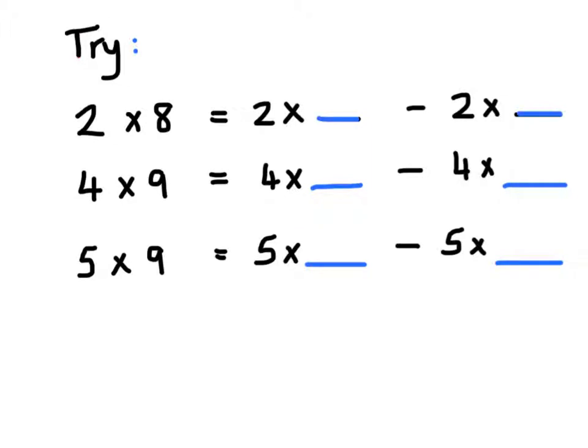Okay, why don't you pause the video here, try some of these problems, see if you can find out what 2 times 8 would be, what 4 times 9 would be, and what 5 times 9 would be. Remember that the numbers that have been circled are the muchness. The number after the multiplication sign is how many parts. Keep thinking about 10 parts of things to help you work out what you're going to start with. Good luck.